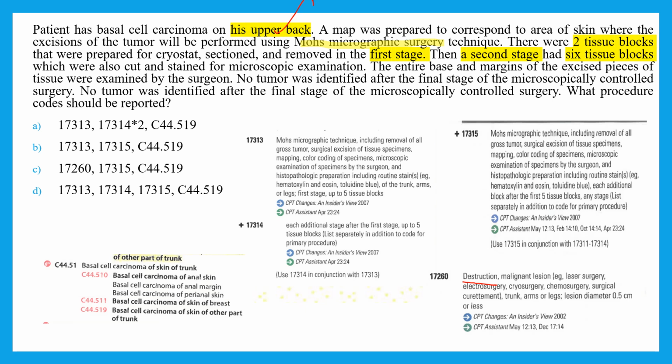We need to code for Mohs micrographic surgery. So directly you don't need to check 15,000-series codes and all. Directly option C is wrong. Okay, now we have 3 options, option A, option B and option D. Now we are going to check.